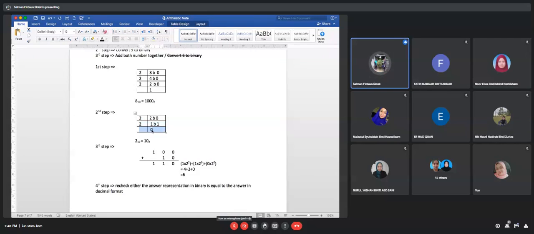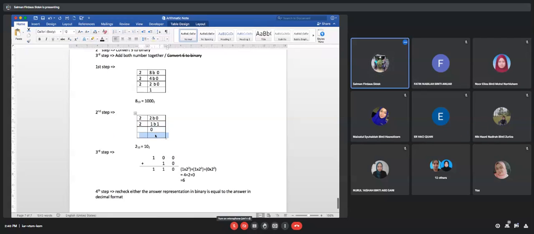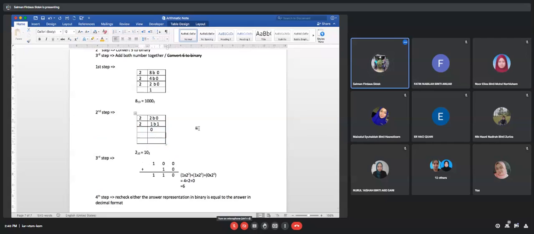So we put more columns, more rows here. 9 divided by 2, we will get 4, balance 1. 4 divided by 2 is 2, balance 0. 2 divided by 2 is 1, balance 0. 1 divided by 2 is 0, balance 1. So 9 base 10 equal to 1001 base 2.